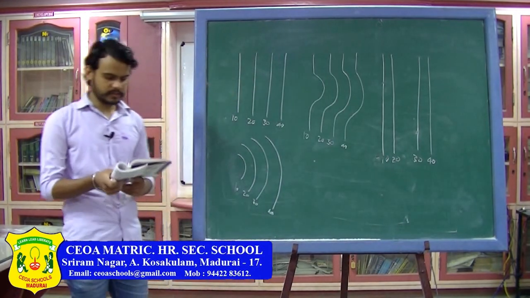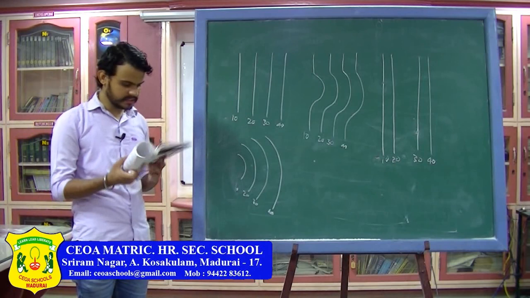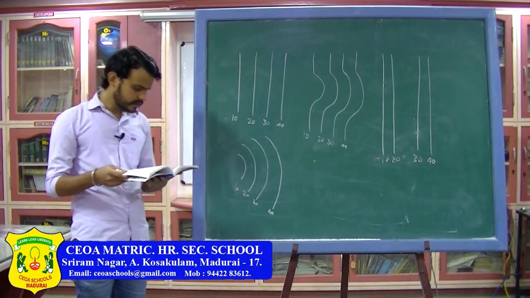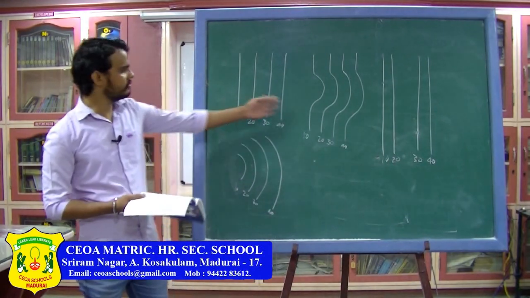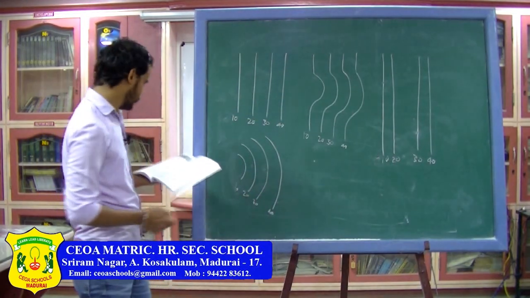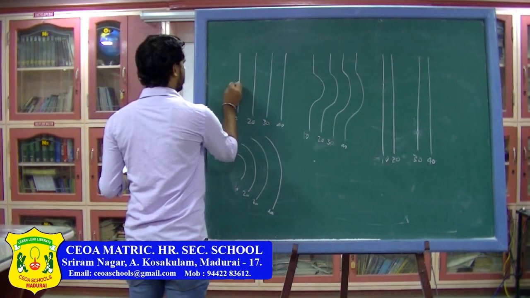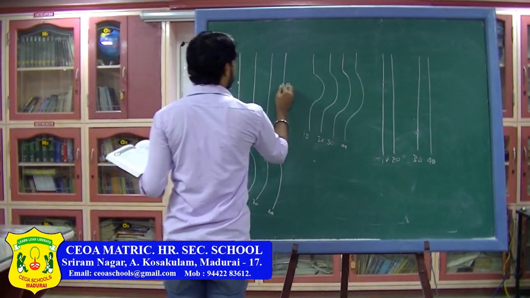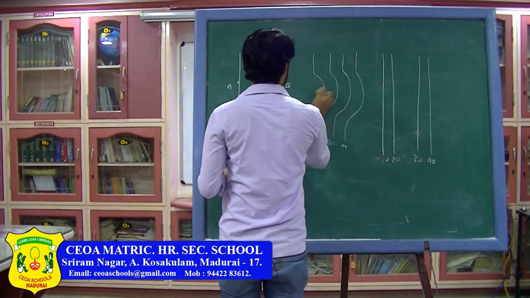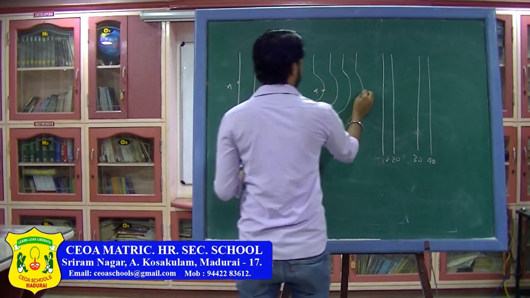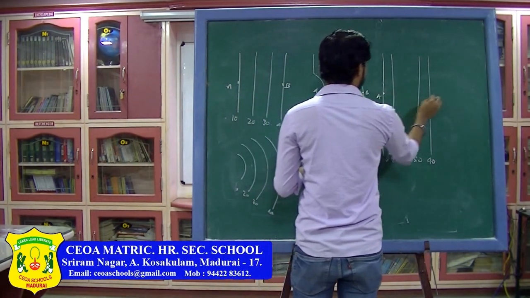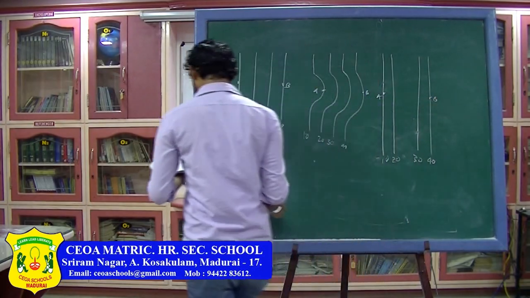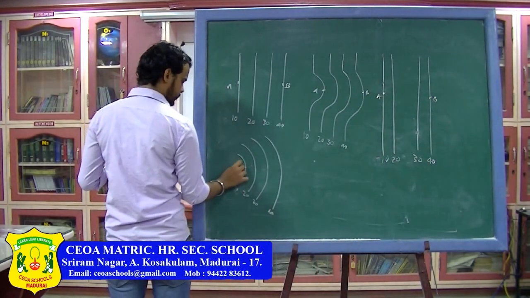The diagram below shows regions of equipotential. So these are the equipotential surfaces. There are points A and B. Here there is a point A and a point B. Here also there is a point A and a point B. Here also there is a point A and a point B. Similarly, there is a point A here and point B here.